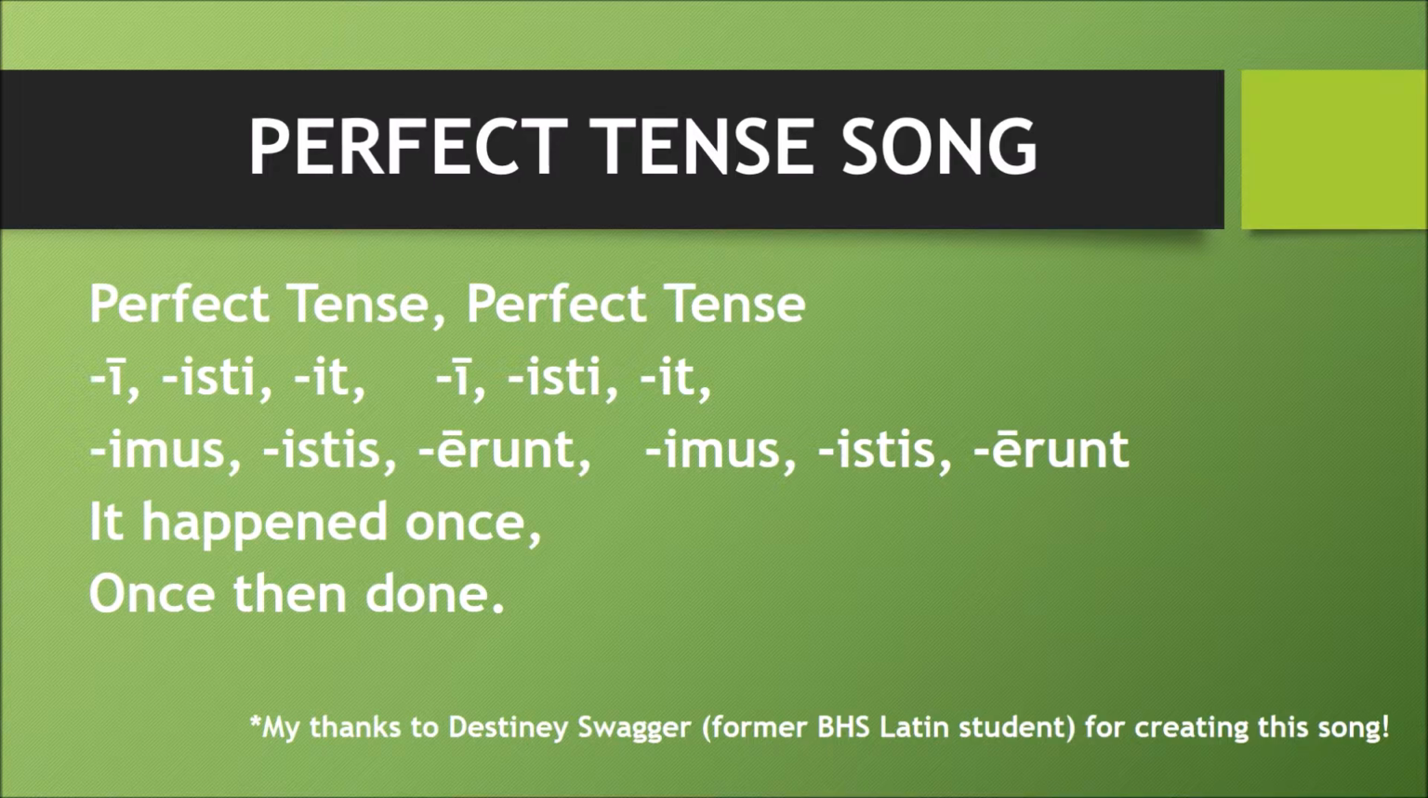Perfect tense, I ist die it, I ist die it. Imus ist es erunt, imus ist es erunt. It happened once, once then done.